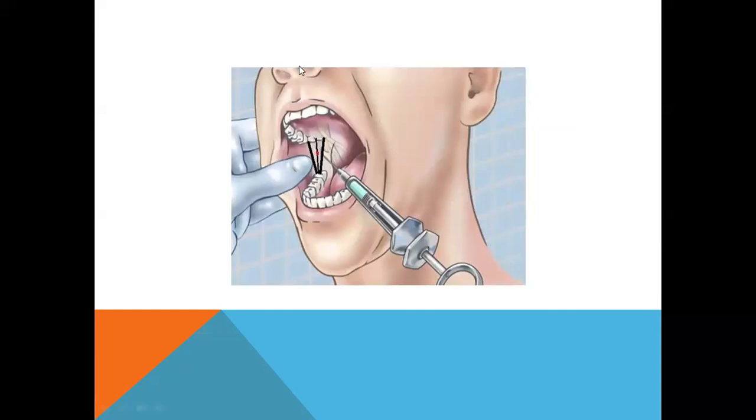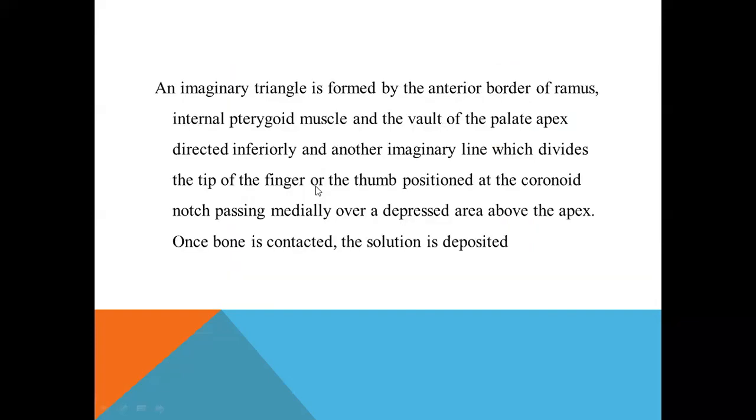This picture shows that imaginary triangle which has been drawn by the anterior border of the ramus of the mandible, the internal pterygoid muscle, and the vault of the palate, with the apex directed inferiorly, and another imaginary line which divides the tip of the finger or thumb positioned at the coronoid notch, passing medially over a depressed area above the apex. Once the bone is contacted, deposit the solution.